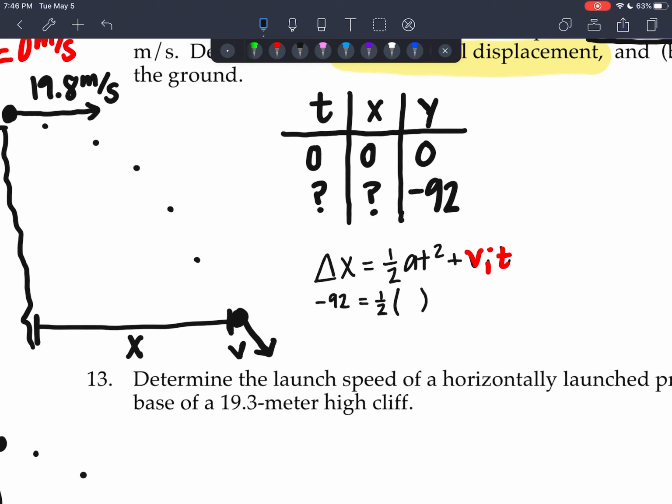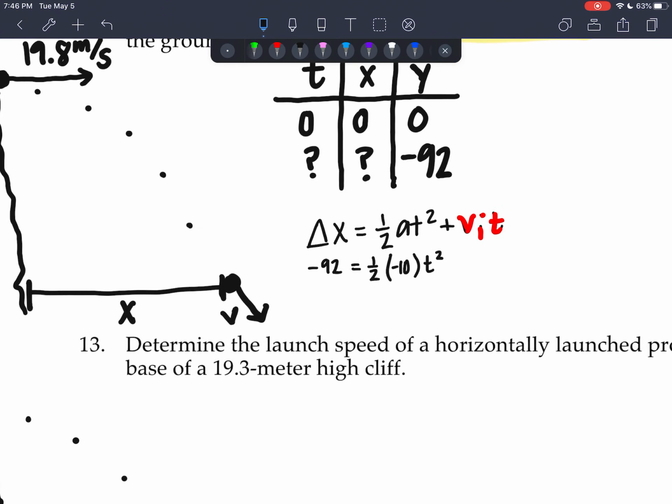Now vertically, this ball's on Earth, so it's falling at the acceleration of gravity. So I'm going to say it's falling negative 10 meters per second squared. Now my time is my question mark. That's my unknown. So that's the variable that I still have. So I'm going to simplify this and solve for time.